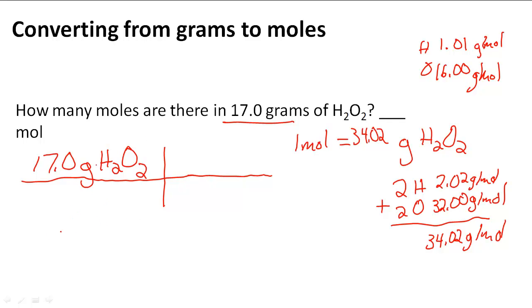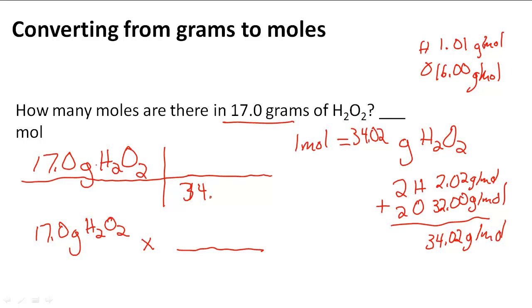So you can set it up with the T-chart that we have kind of here, or we can do 17.0 grams H2O2. And I write H2O2 so that I don't get confused about what grams I'm talking about. Sometimes we'll be working with multiple grams of different substances, and we want to make sure that we know which one we're talking about.